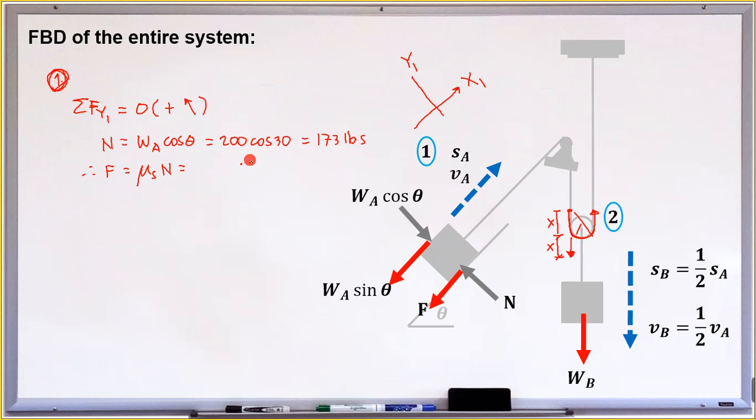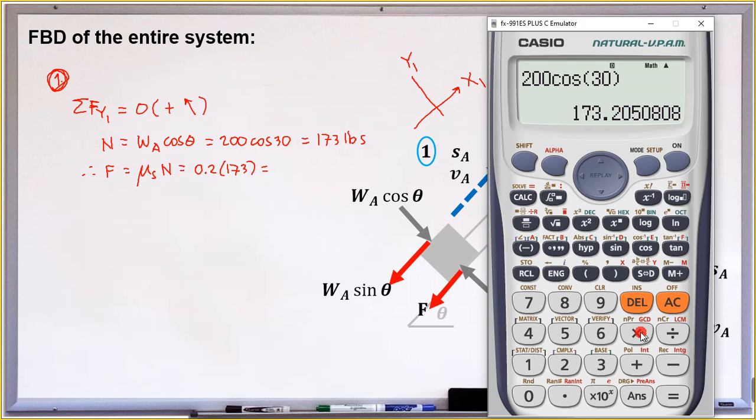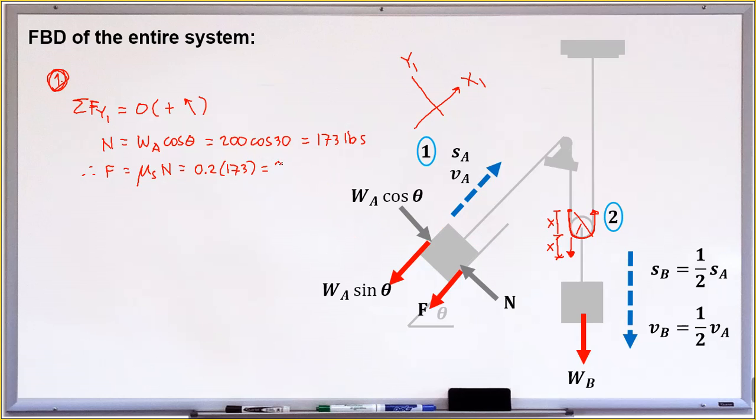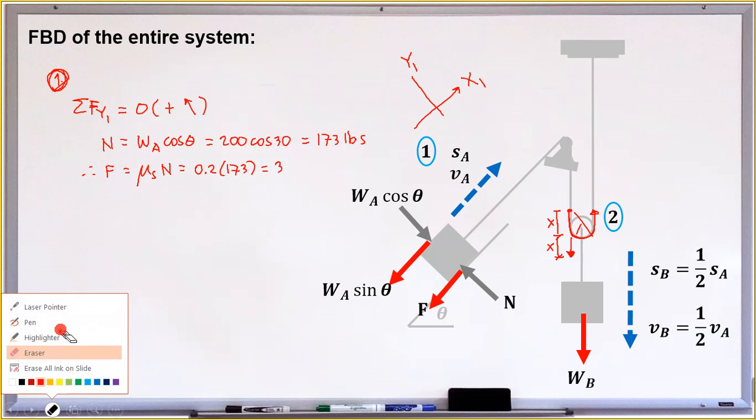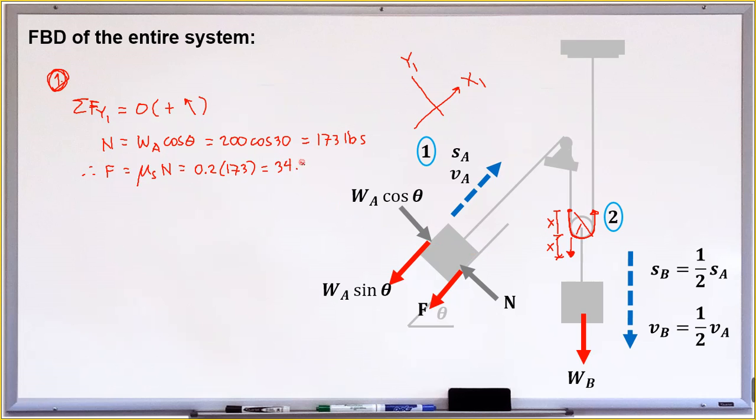So therefore our frictional force is mu times N. Our given kinetic friction is equal to 0.2 times 173. So times 0.2, the result is 34.64 pounds. Okay, so next we are now ready to perform the work energy equation.